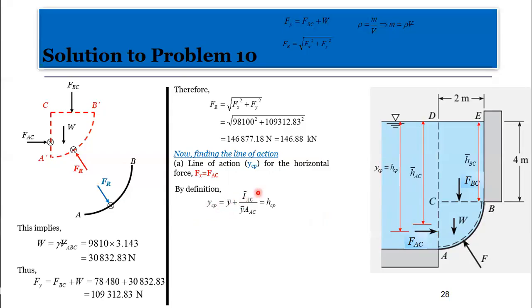So by definition, we know YCP minus Y bar is actually this. So at the end of the day, we end up having YCP equal to this. So Y bar, we are here to find, and Y bar, remember, is simply H bar AC, because it's a vertical one. That's what I stated here, where Y bar is equal to H bar, which is actually HAC bar. And then I bar is actually this, BH cubed over 12. It's a rectangular gate.